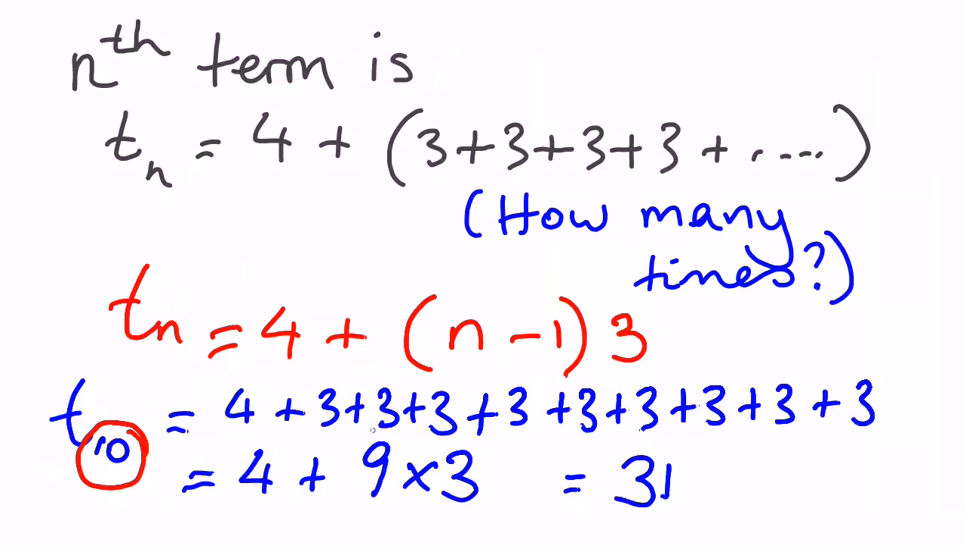So I didn't have to write this out. I could have gone straight to here, and I'm just going to use a different colour to write near it what it will look like. I would have had 4 plus n is 10 minus 1 times 3. So that 10 minus 1 gives me the 9. And then 9 times 3 gives me the 27, and add 4 and I get 31.